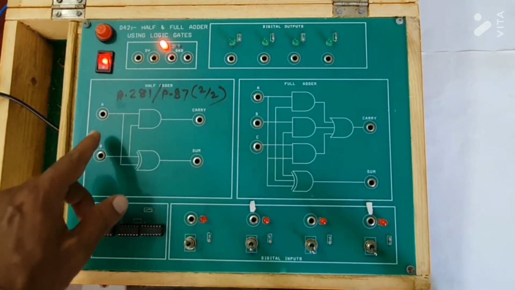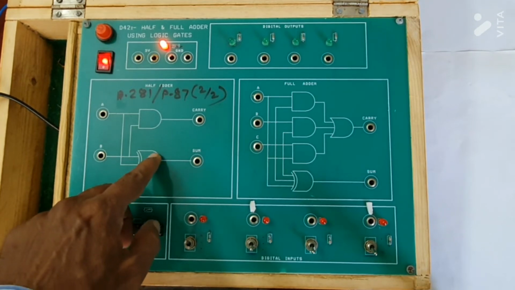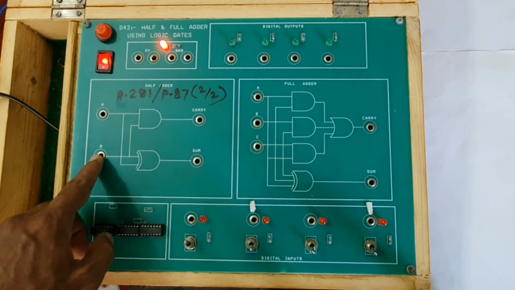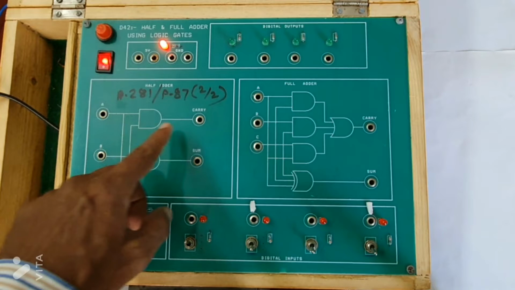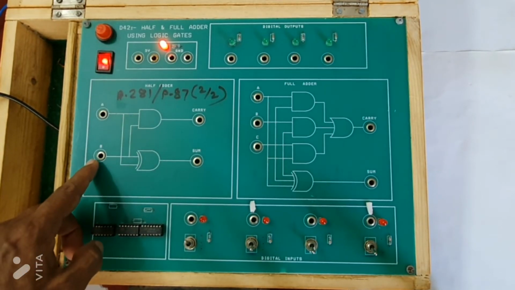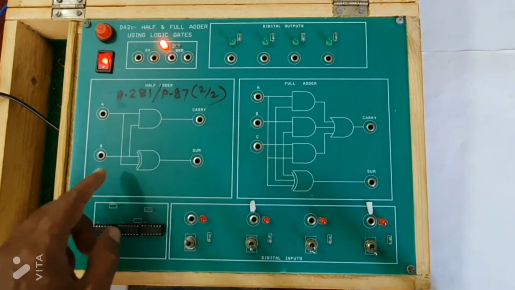So this is an exclusive OR gate which performs the addition operation of these 2 bits, and if there is any carry, then that carry bit is here. So the carry is generated when both the input A and input B are 1. The output of this AND gate is 1, that is carry.